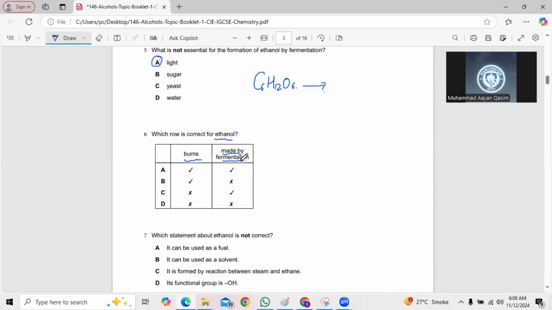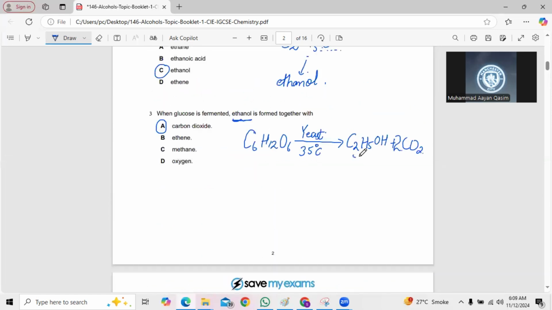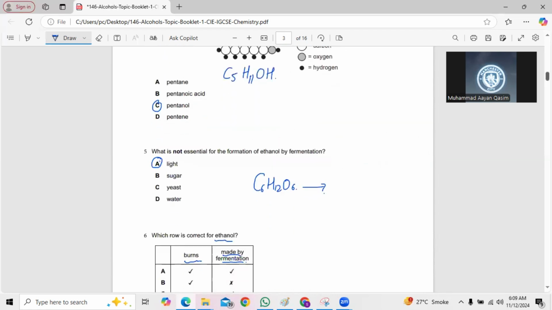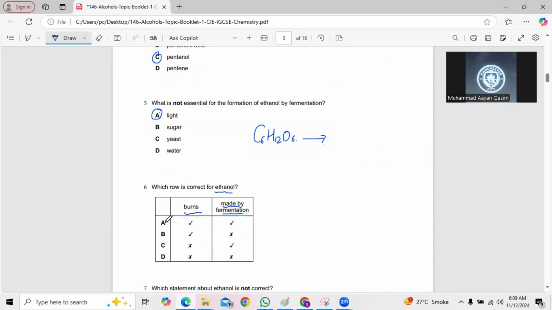No, don't you think so? Ethanol is made by fermentation. We have already discussed this here: this is ethanol and it is made by fermentation. This whole process is fermentation. So ethanol is basically made by fermentation of glucose. So it is burnt and it is also fermented. Yes. So the answer would be A.